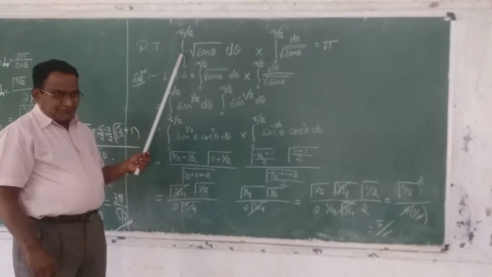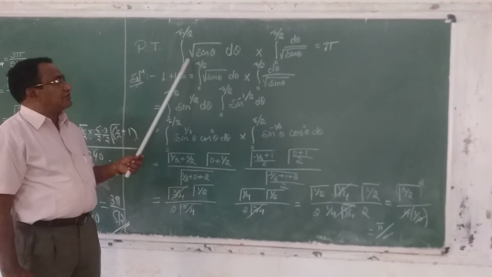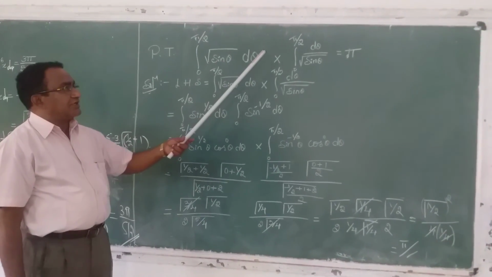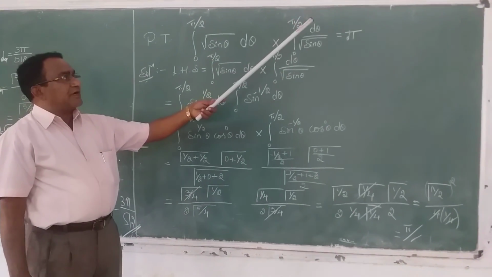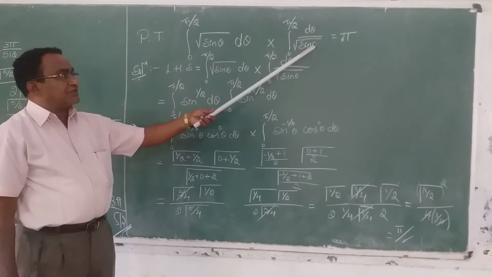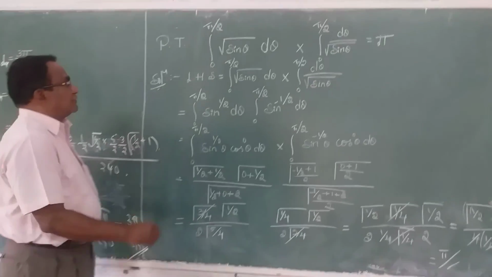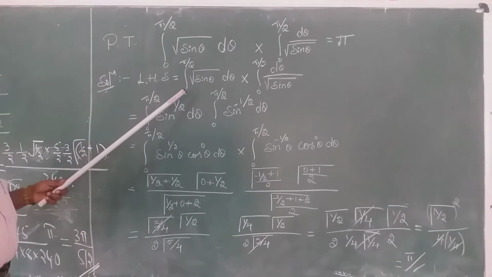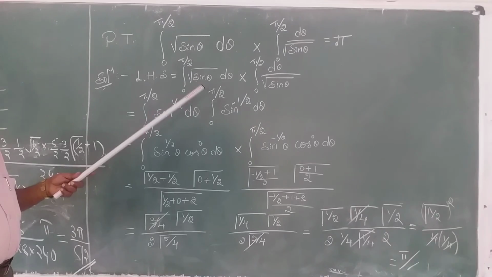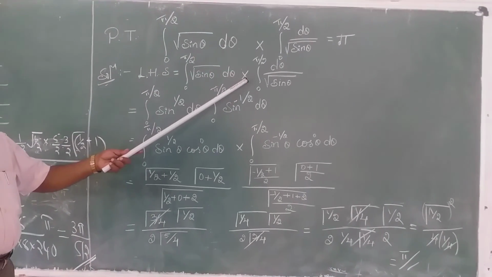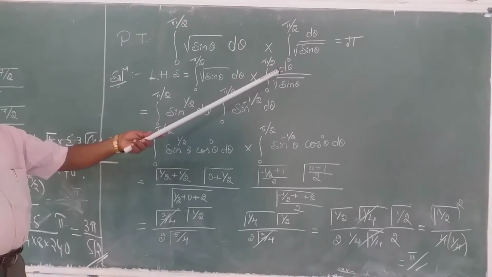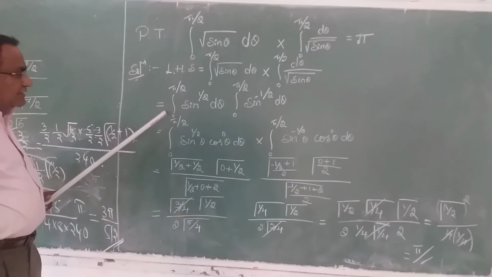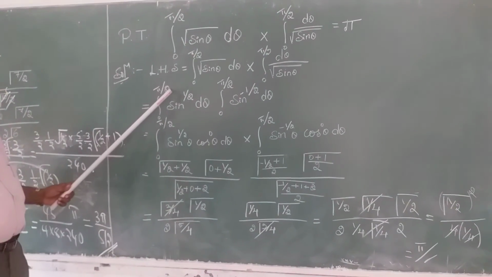Okay. Result. We can go to this problem. Prove that integral from 0 to pi by 2 of root sin theta d theta into integral from 0 to pi by 2 of d theta divided by root sin theta is equal to pi. Okay, in order to prove this, take the left hand side to be proved. Your left hand side is this integral from 0 to pi by 2 of root sin theta d theta into integral from 0 to pi by 2 of d theta by root sin theta. Of course, here this is equal to integral from 0 to pi by 2, write it as it is.